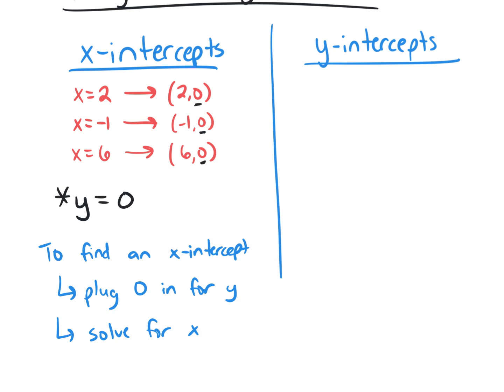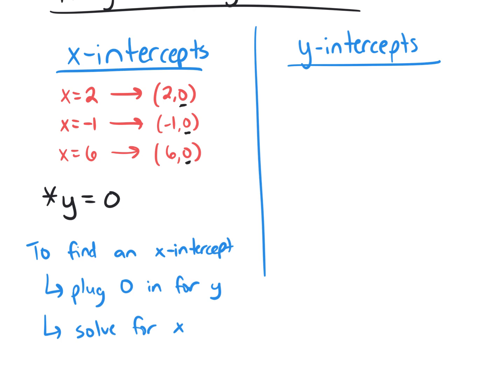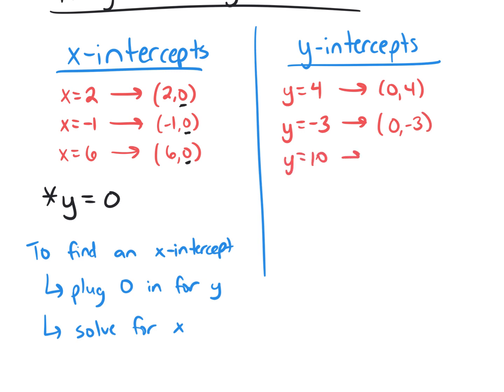All right, moving over to y-intercepts. Again, I'm going to give you some examples here. If I have y equals 4, how do I write that as an intercept? 0, 4, good. If I had y equals -3, how do I write that as a y-intercept? 0, -3. And one more, if I had y equals 10, how do I write that as a y-intercept? 0, 10.